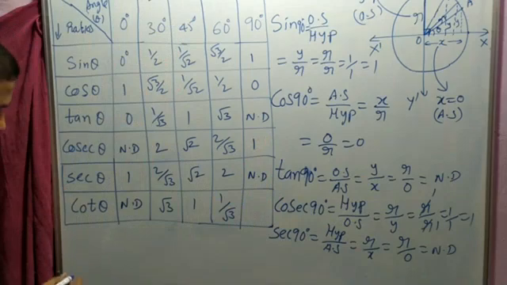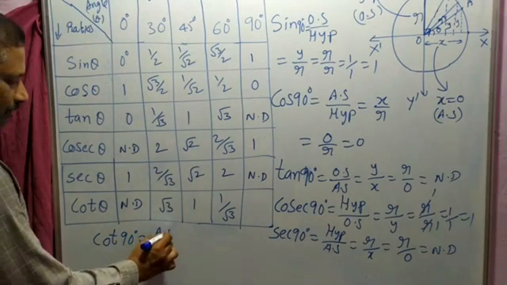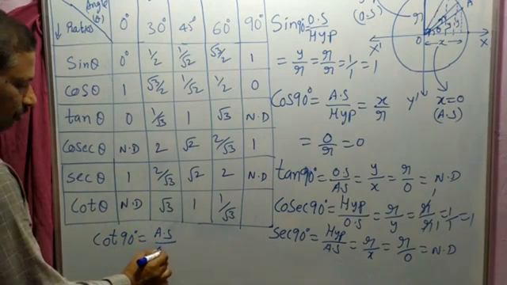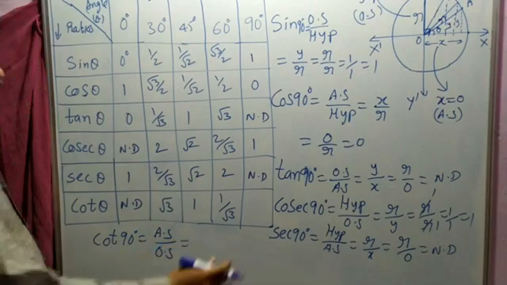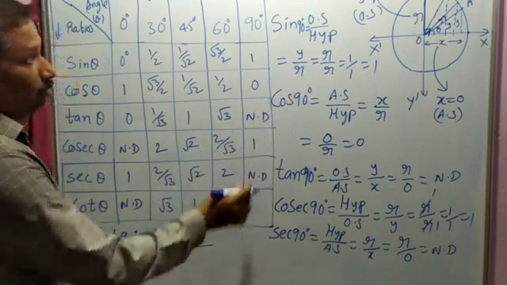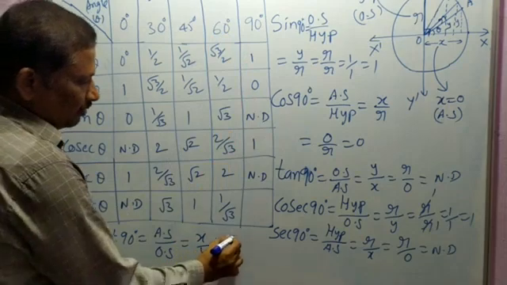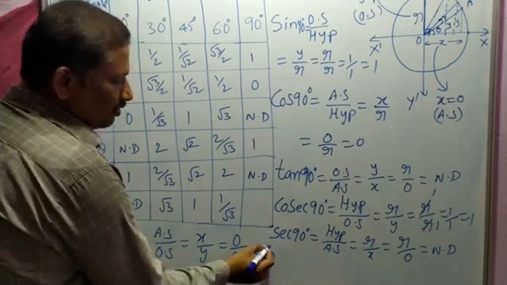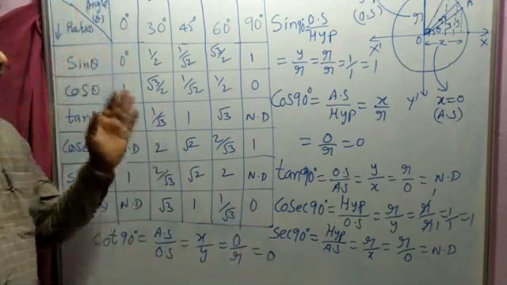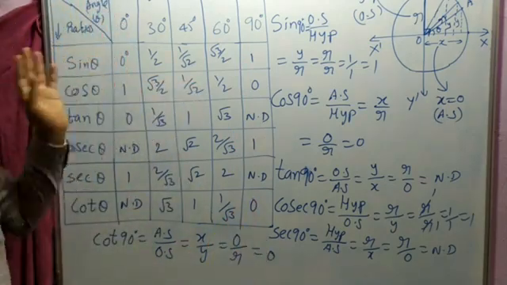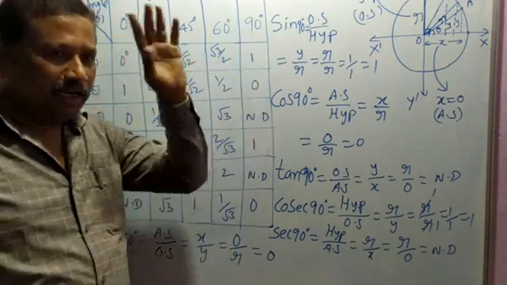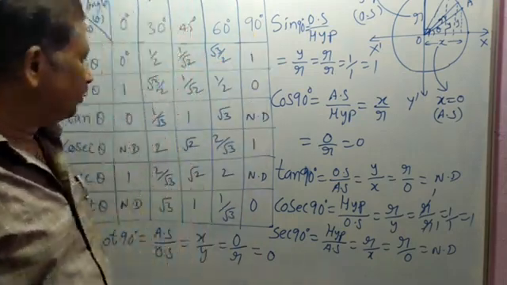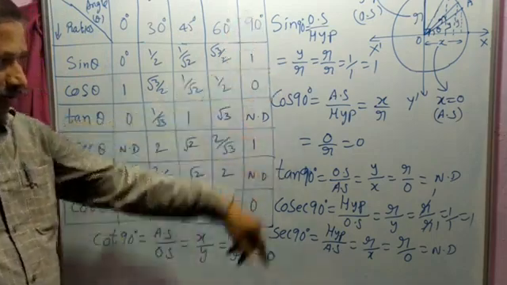Next, cot 90 degrees. It is the reciprocal of tan, so adjacent side by opposite side. The adjacent side is x and the opposite side is y. X becomes 0 and y becomes r. So 0 by anything is 0. So this is the table of trigonometric ratios from 0 degrees to 90 degrees. No doubt, copy it.